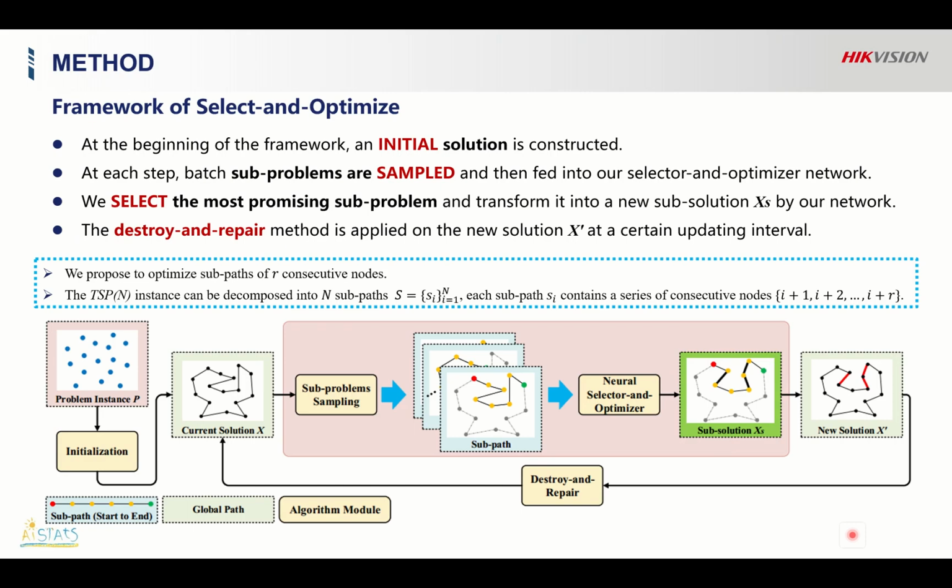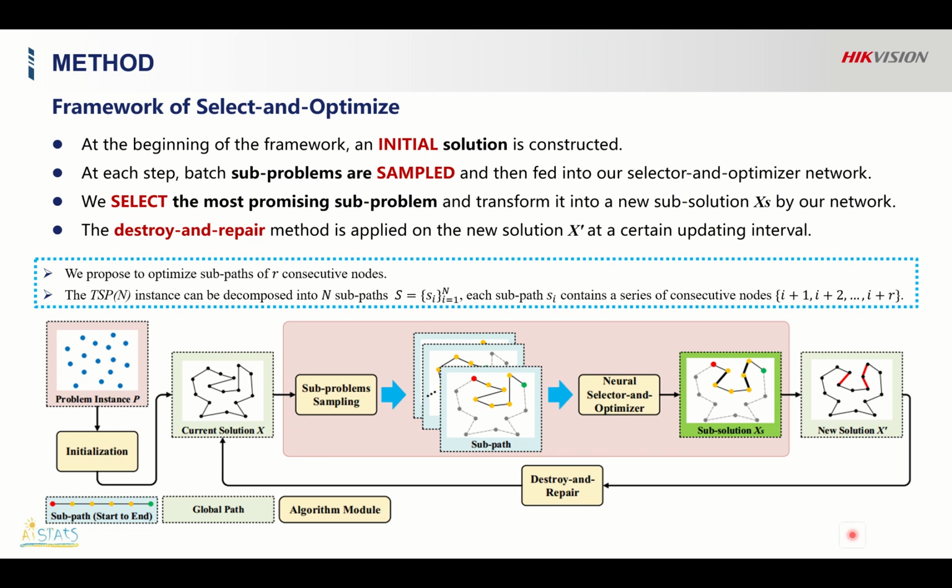The main framework is shown in this slide. At the beginning, an initial solution is constructed. At each step, subproblems are sampled in batch, as we can see here, these subpaths. And then these subpaths are fed into the subsolver network. We call it the neural selector and optimizer. After that, the most promising sub-solution, Xs, is selected and transformed into a new global solution X prime.